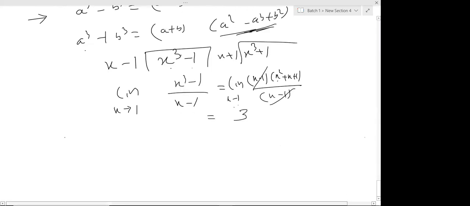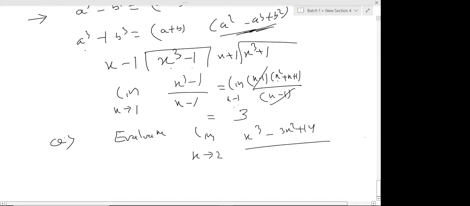All right, next question. Evaluate limit x tends to 2 of x cube minus 3x square plus 4 (this is 4, not 14), whole divided by x raised to the power 4 minus 8x square plus 16. All right, try to solve this one.